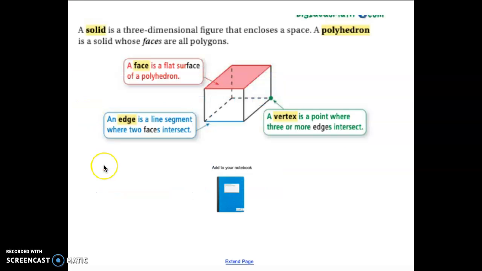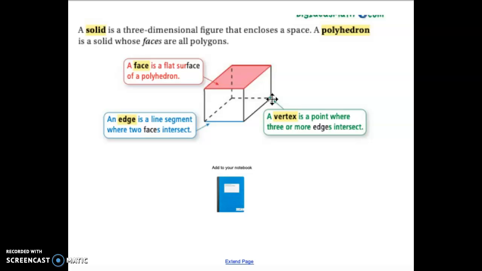All right, so here are some notes that I want you to add to your notebook. A solid is a three-dimensional figure that encloses a space, and a polyhedron is a solid whose faces are all polygons. A face, in pink there, is just that flat surface of the polyhedron. The edge here in blue is that line, and the vertex is where the angles meet, the corners. It's the point where three or more edges intersect.